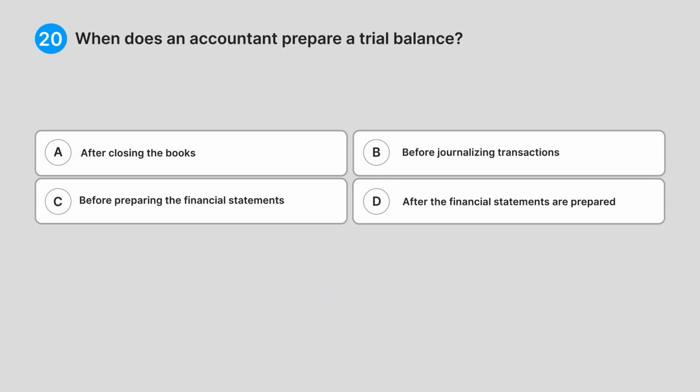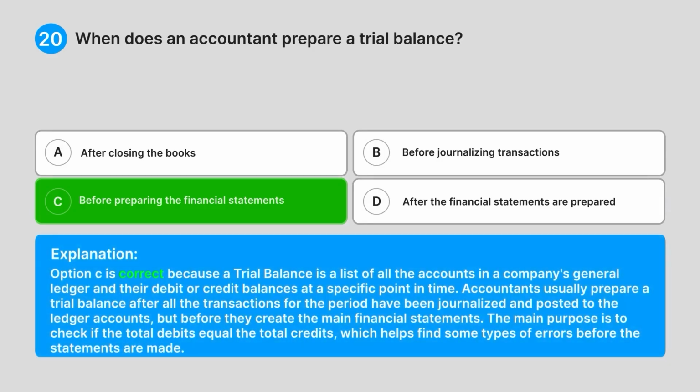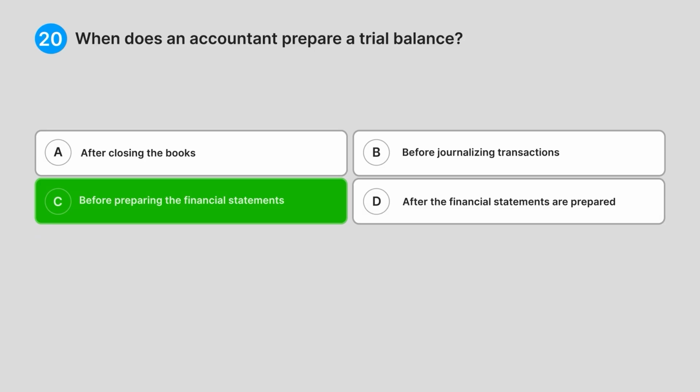Correct answer, C. Before preparing the financial statements. Explanation. Option C is correct because a trial balance is a list of all the accounts in a company's general ledger and their debit or credit balances at a specific point in time. Accountants usually prepare a trial balance after all the transactions for the period have been journalized and posted to the ledger accounts, but before they create the main financial statements. The main purpose is to check if the total debits equal the total credits, which helps find some types of errors before the statements are made.